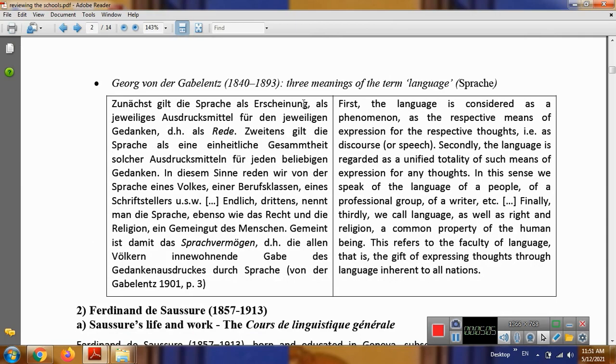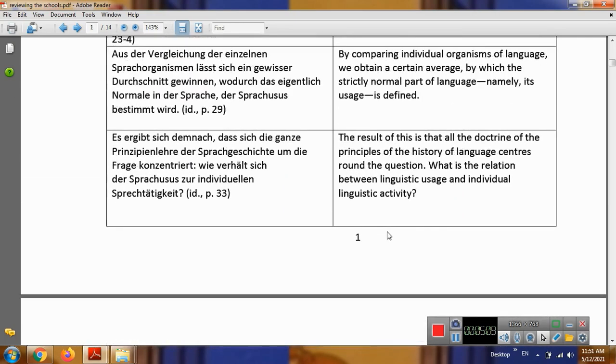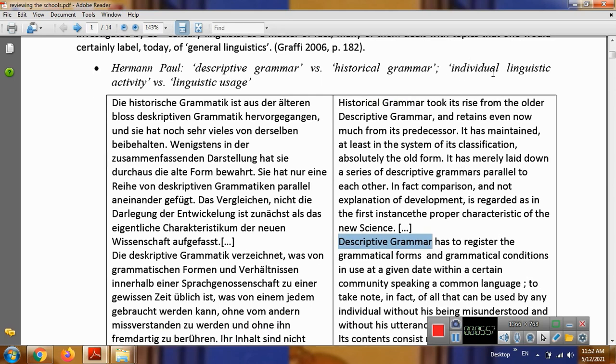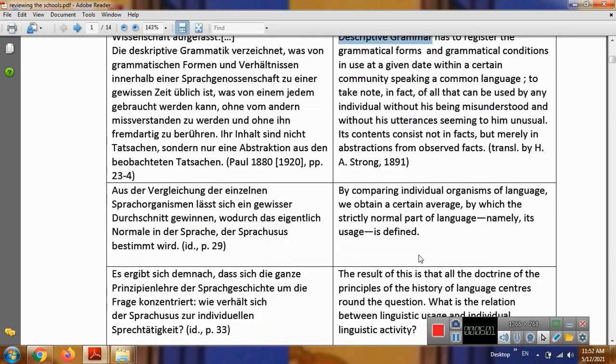First, here, dear students, in this table, we read about descriptive grammar versus historical grammar, and individual linguistic activity versus linguistic usage. In this table, we told you about descriptive grammar and historical grammar, and their differences with each other. We compare them with each other. In the first paragraph, we told you about historical grammar, then we read about descriptive grammar, and following that we read about individual linguistic activity and linguistic usage.